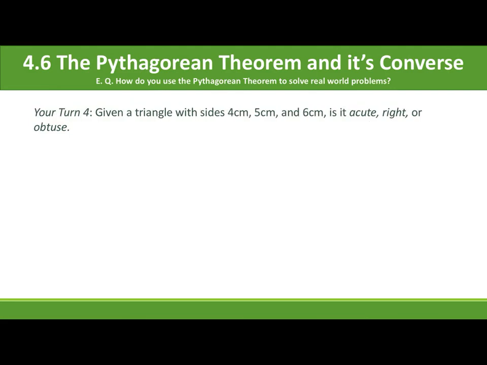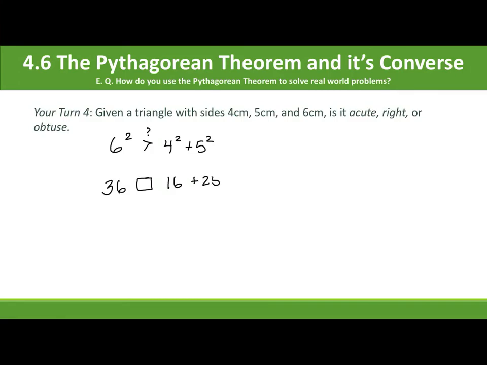All right, so the last one, 5, 4, and 6 centimeters. So we will have 6 squared. Is that greater than 4 squared plus 5 squared? If it's greater than, it will be obtuse. If it is less than, it will be acute. So we get 36. And you know what? I'm just going to leave a blank box there because we are not quite sure.